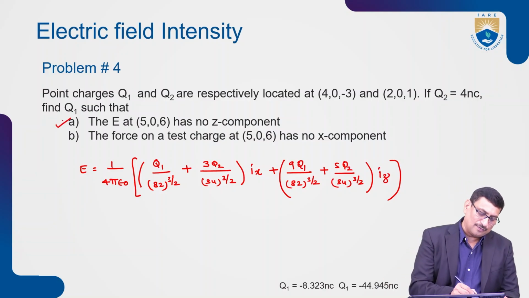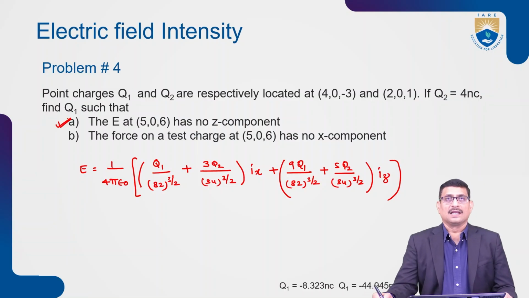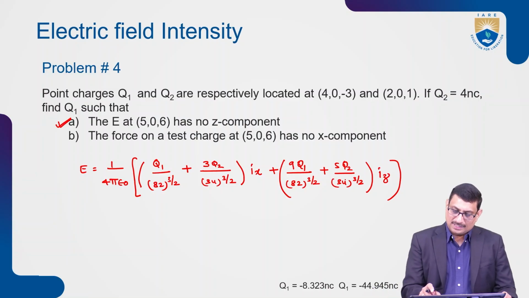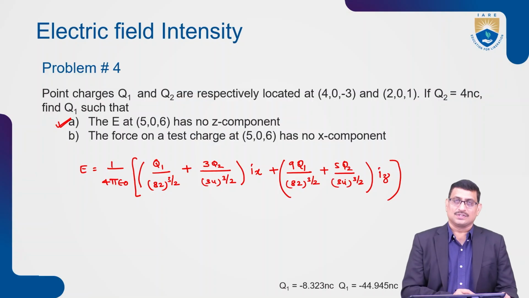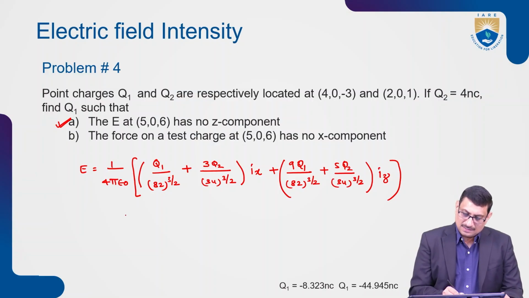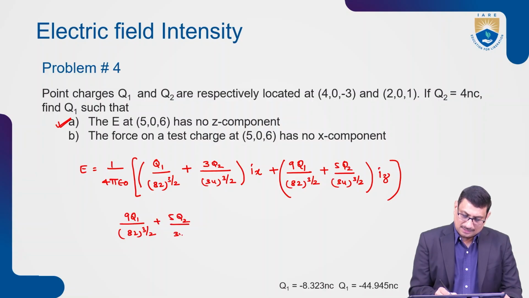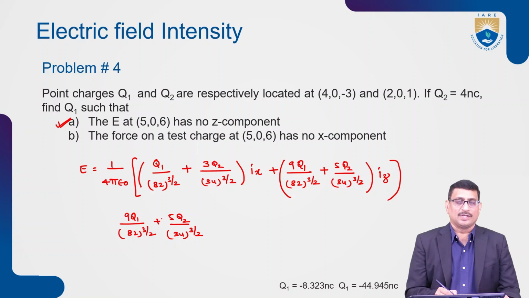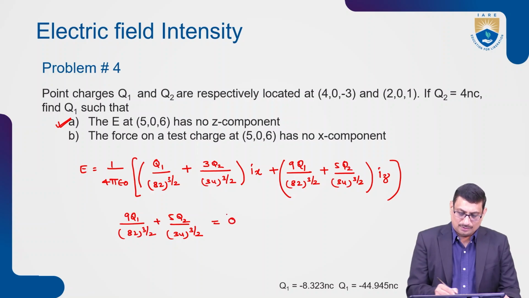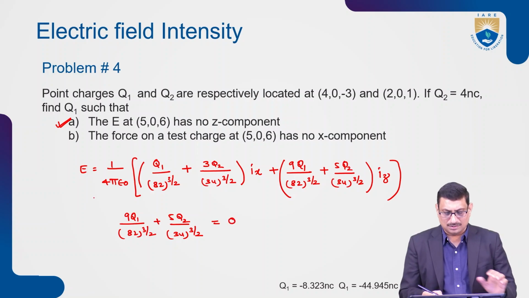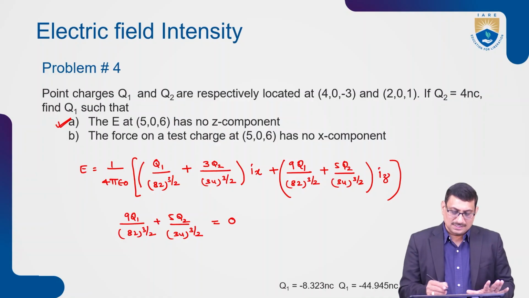Let us go ahead with the first bit. What is it asking? The electric field intensity has no Z component. No Z component is nothing but the Iz component equal to 0. That means 9Q1 divided by 82 whole power of 3 by 2 plus 5Q2 divided by 34 whole power of 3 by 2 into 1 divided by 4 pi epsilon naught equal to 0. If I send the 1 by 4 pi epsilon naught to the other side, equal to 0. So this is what is given.